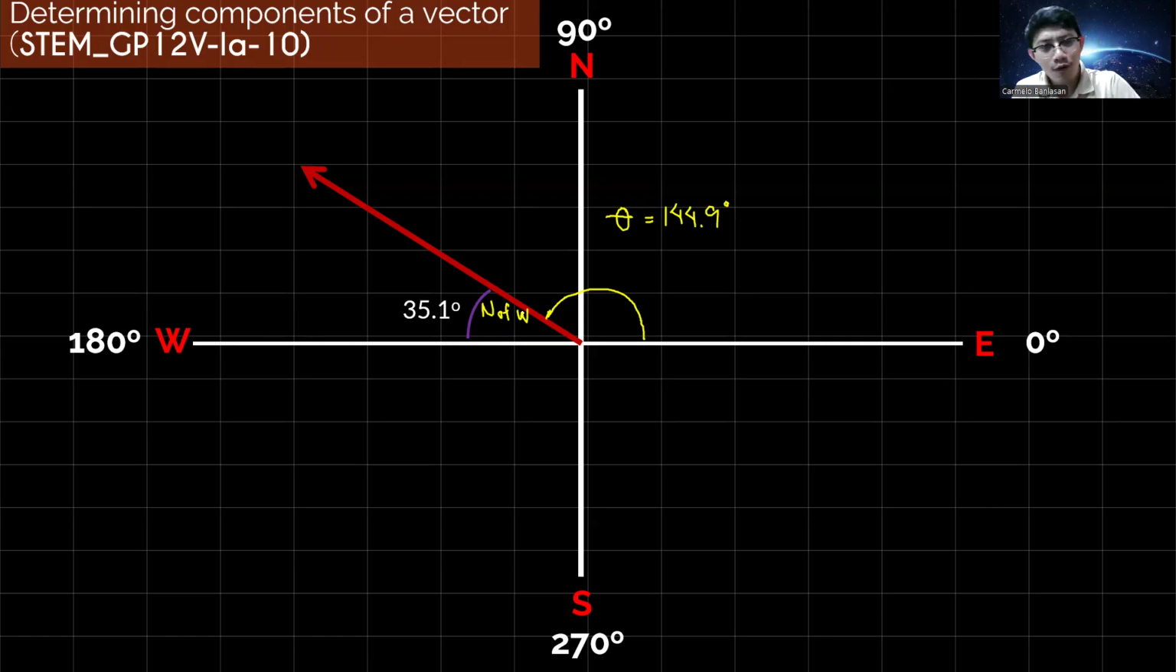Good. Or if you want to know this portion of the angle, you know this is how much? 90 minus 35.1, that's 54.9 degrees.